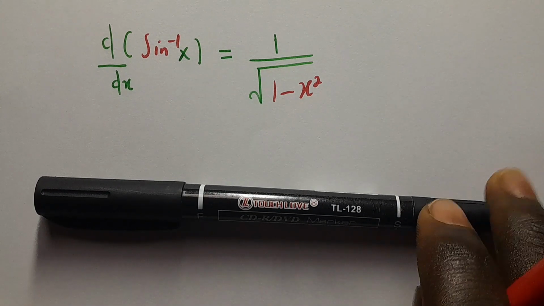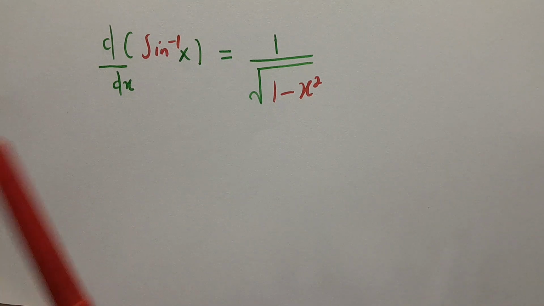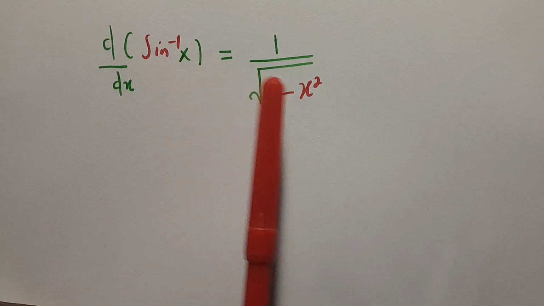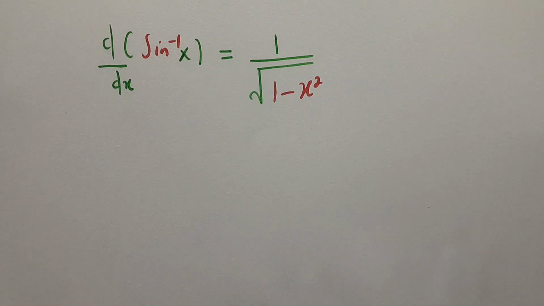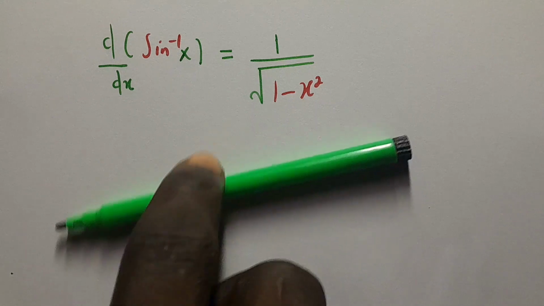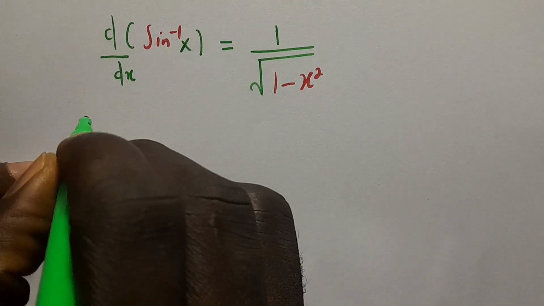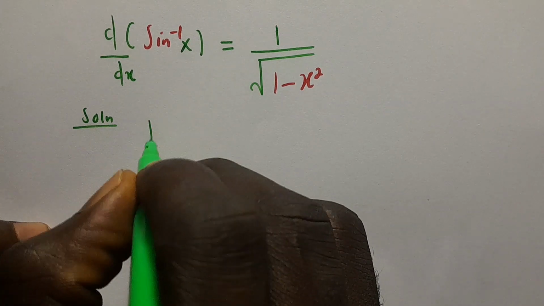Today we want to prove that the differential of sine inverse of x equals 1 divided by square root of 1 minus x squared. So we want to prove that the derivative of sine inverse of x equals this. So let's see the solution. Now we have it to be proof.